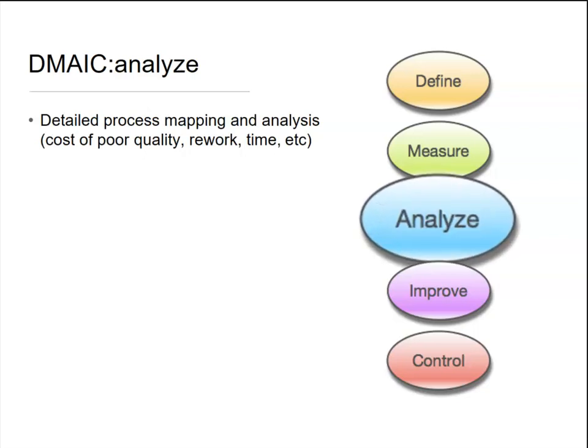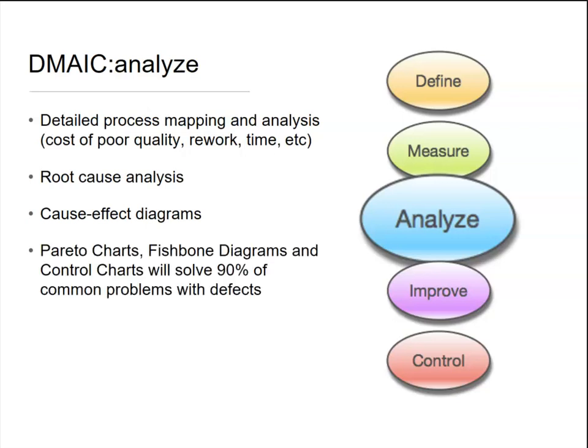In analyze, we're looking at the process analysis, figuring out the cost of poor quality, the rework time, etc. We're doing root cause analysis, cause and effect analysis. Pareto charts, fishbone diagrams, and control charts will solve 90% of the common problems with defects. So if we just learn those three things, 90% of the common problems with defects can be resolved: Pareto charts, fishbone, and control charts.